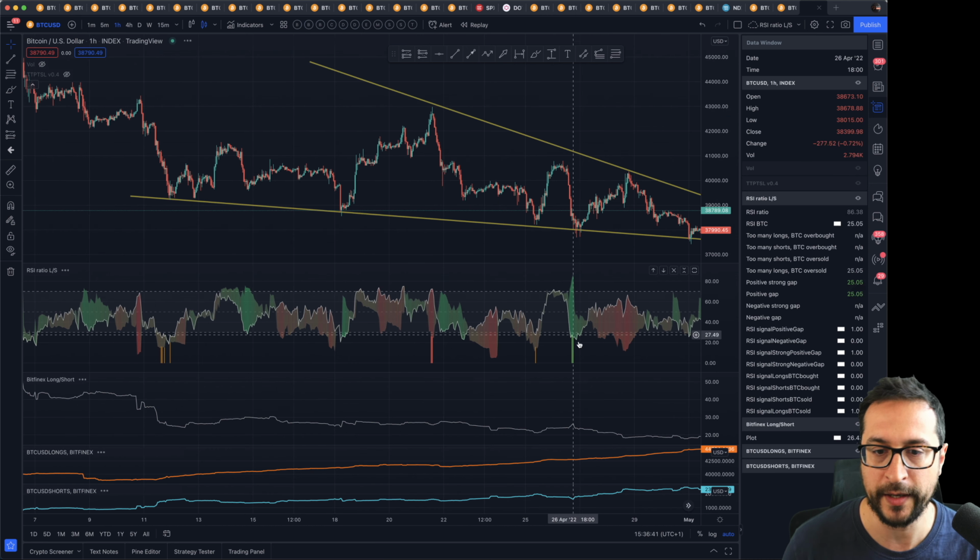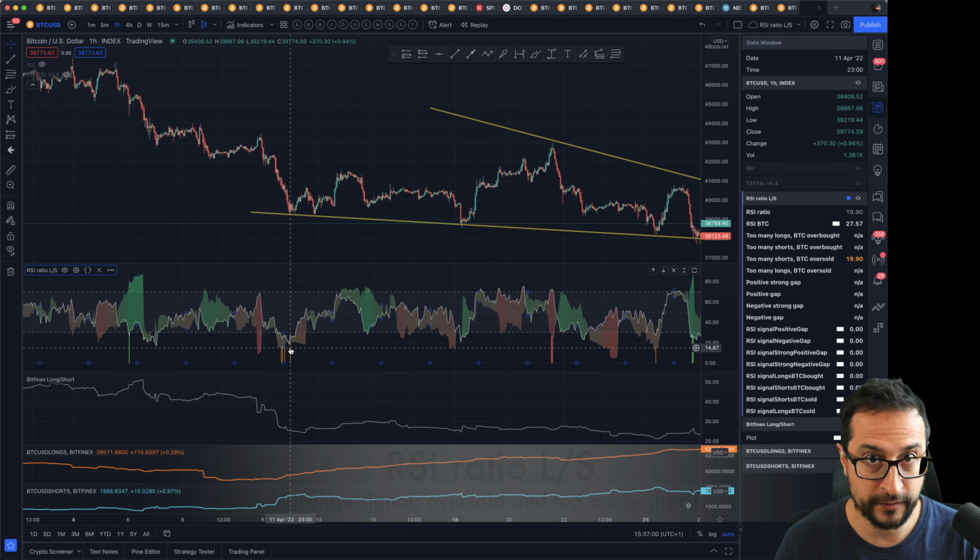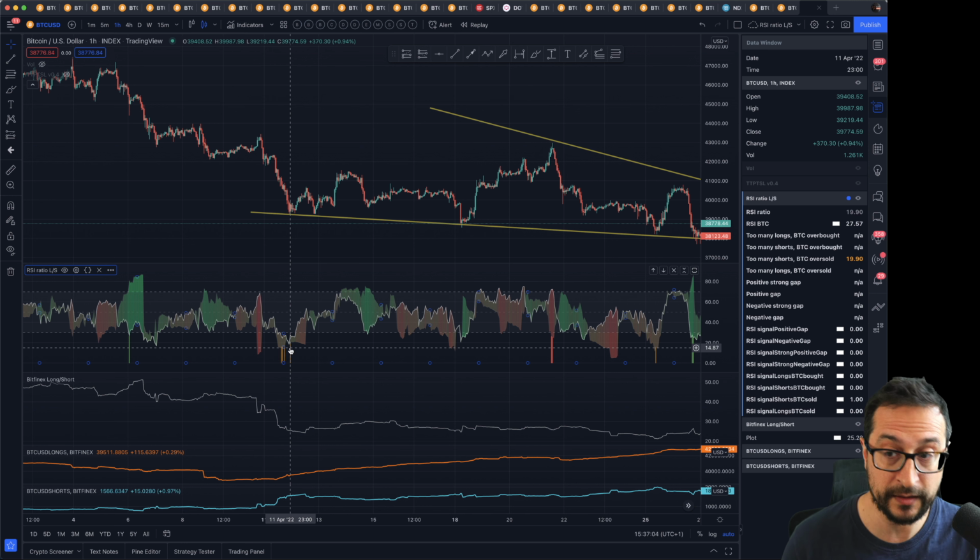I'm going to go back to the 1 hour. This area here, colored in orange, corresponds to too many shorts in the market with a position still open, and Bitcoin is already very oversold.